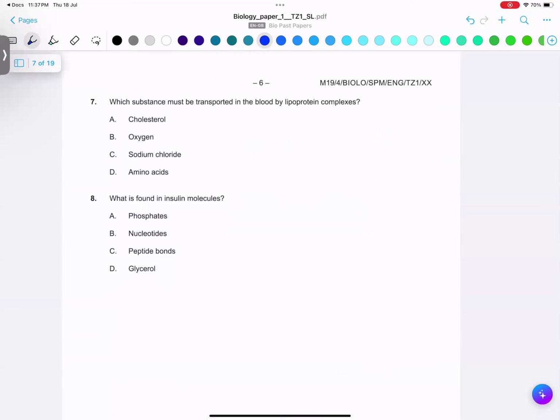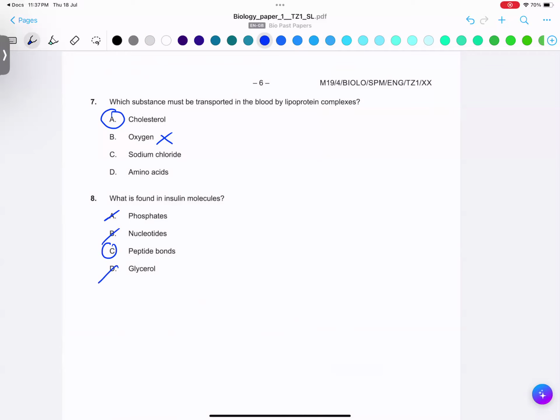Which substance must be transported in the blood by lipoprotein complexes? Well, this is quite easy. We know that it's cholesterol, okay? Because oxygen does not need to be transported by lipoprotein complexes, no. And amino acids and sodium chloride are transported in different ways. So yeah. What is found in insulin molecules? Phosphate, no. Nucleotides, no. Peptide bonds, yes. And glycerol, no. So we have our answer, peptide bonds.